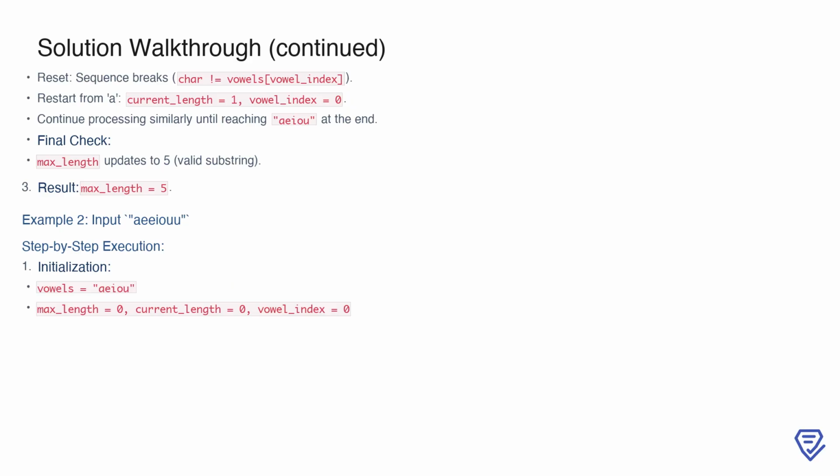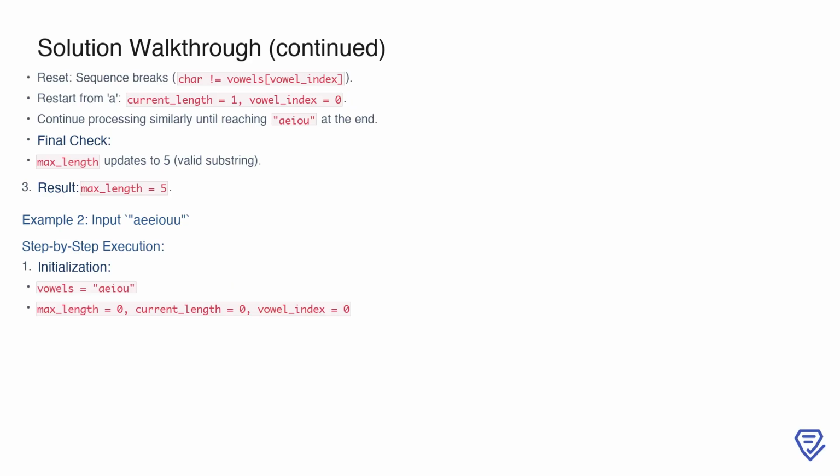As we keep processing the input, the substring eventually aligns with the full sequence aeiou toward the end of the string. This valid substring allows us to update max_length to 5, which represents the length of this valid sequence. After completing the traversal of the input string, we finalize the result of this example with max_length equal to 5.